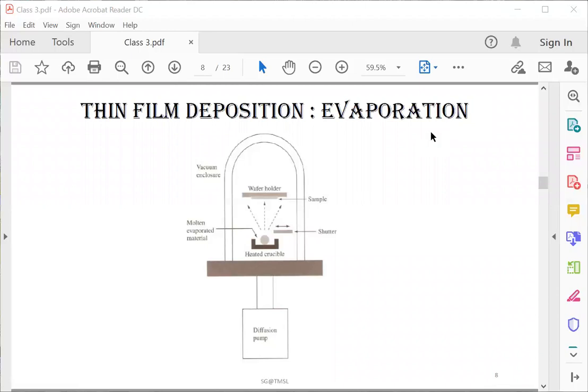Is the sample holding? So the pressure inside this vacuum chamber will be 10 to the power minus 6 to 10 to the power minus 7 millimeter of mercury, and you have a sample holding frame where the silicon wafer is placed, and there is a crucible. This is the crucible holder, which holds the material. Here you can see the crucible, and this is the shutter.